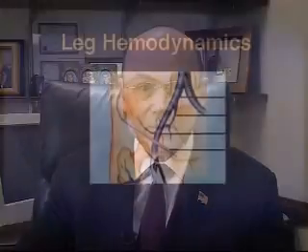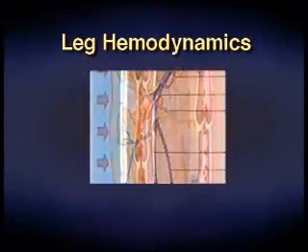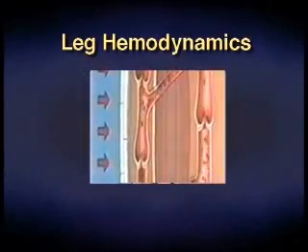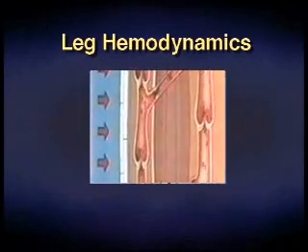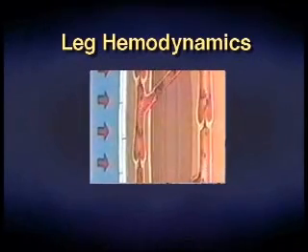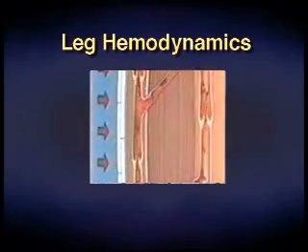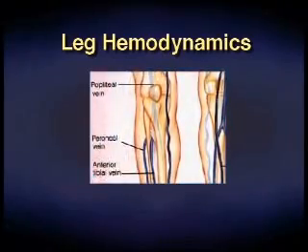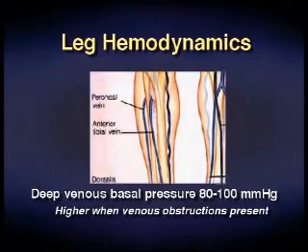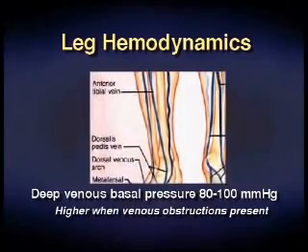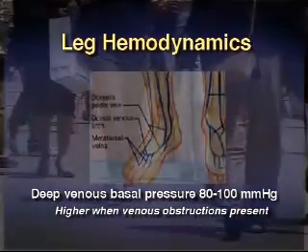The venous circulation in the legs consists of both superficial and deep venous systems. The deep veins are surrounded by muscles, and as they contract, blood is pumped out of the leg. In the upright position, the pressure in the veins of the lower extremity is equivalent to the weight of the column of blood between the foot and the heart. In the average person, this is 80 to 100 millimeters of mercury during quiet standing.